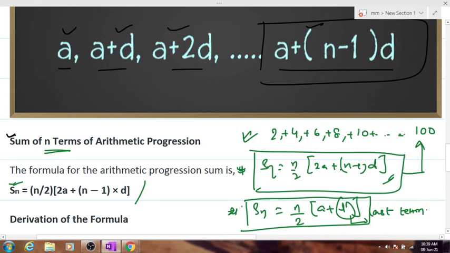Done copying? Make sure you copy this example also. I have given a series so that you can relate with the series and recall things in a faster way. Done? Awesome.